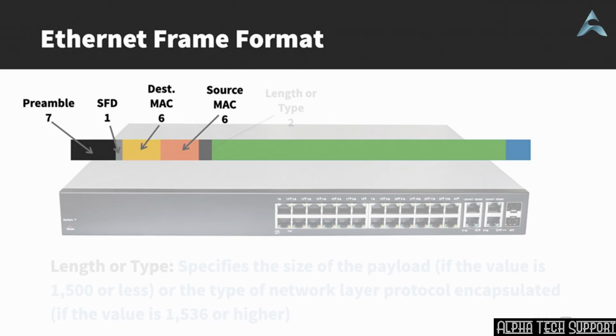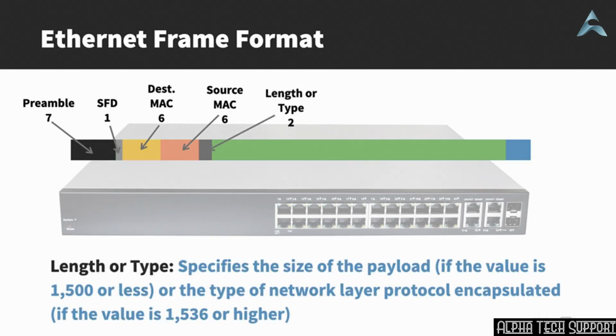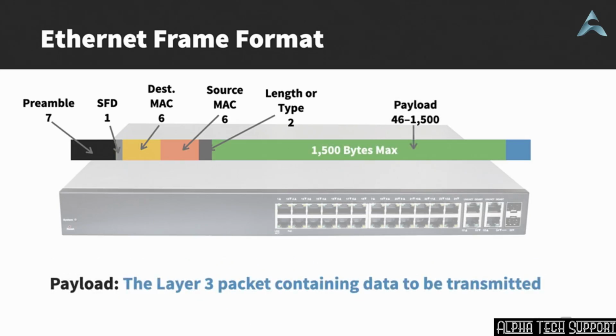Next up is the length or type field, and in some cases, this is going to contain the number of bytes in the encapsulated packet. Other times, it's going to contain an indication of the network protocol that's been encapsulated, and that's normally going to be IP version 4 or IP version 6. And IP version 4 and IP version 6 are going to encapsulate data inside of a packet. And normally that packet has a maximum length of 1500 bytes. That's going to comprise our payload.